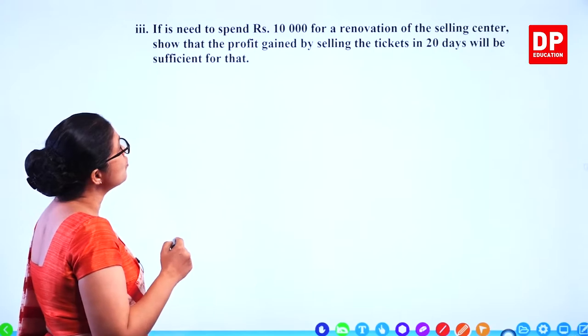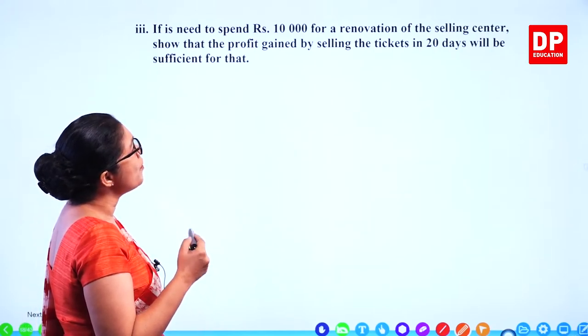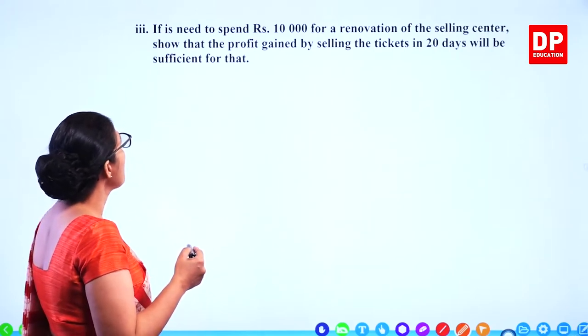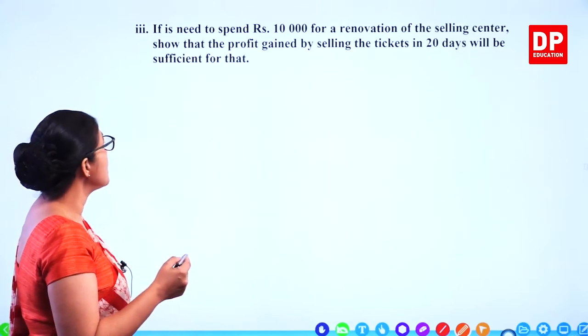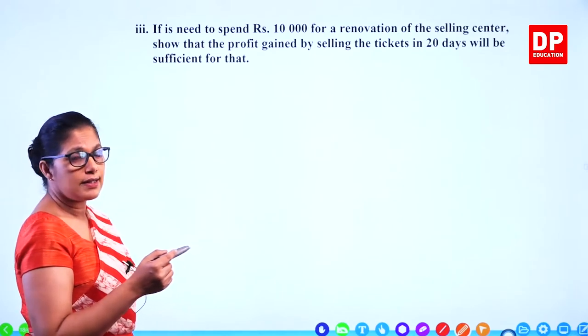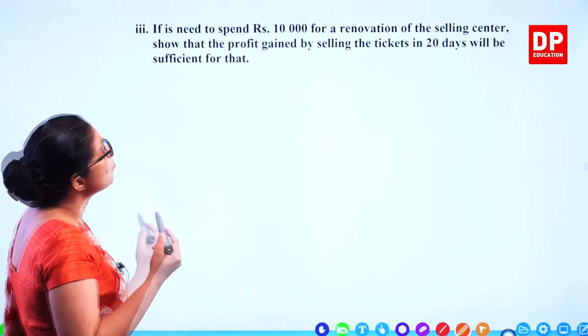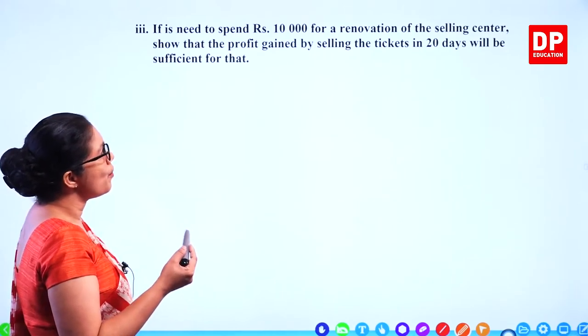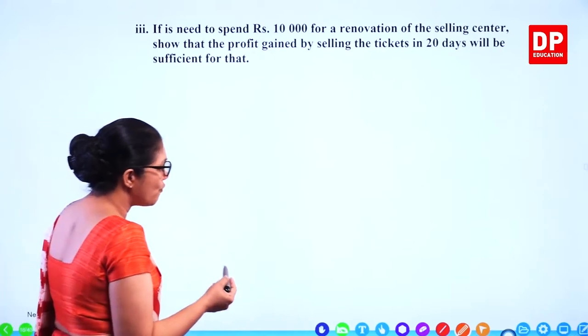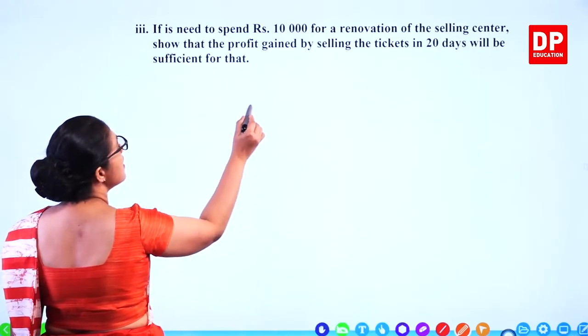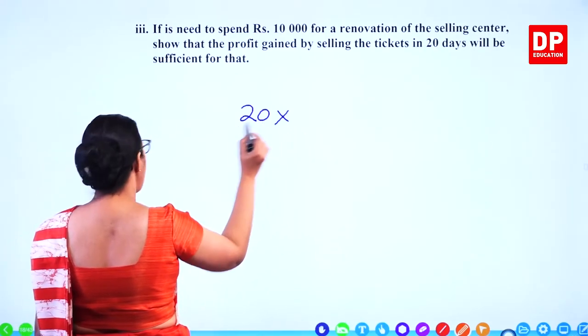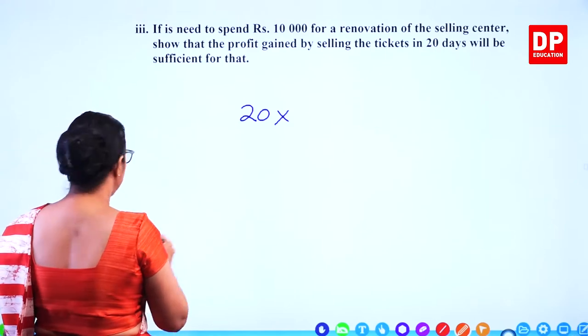If it is needed to spend 10,000 for a renovation of the selling center, show that the profit gained by selling the tickets in 20 days will be sufficient for that. So he needs money, that's 10,000 rupees for renovation. Now we have to find out what's the profit for 20 days. 20 into profit per day.